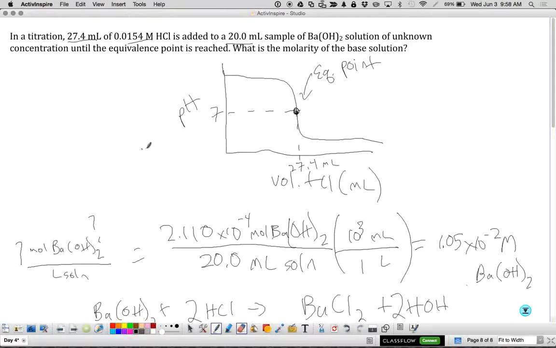So this is titration problems. These are pretty straightforward, and you should enjoy some success here.